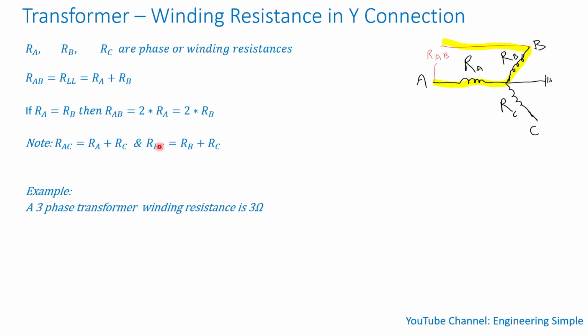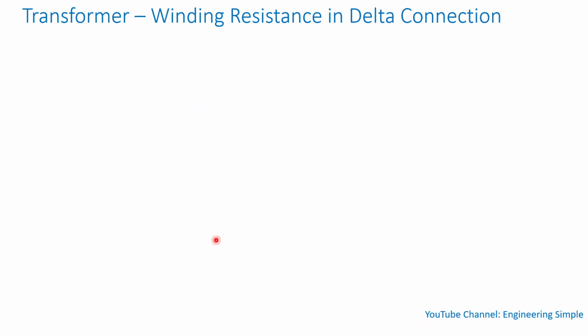So let's do a quick example. A 3-phase transformer winding with winding resistance 3 ohms. So the winding resistance is the per phase resistance. So the phase-to-phase resistance is just 2 times 3, which is 6 ohms.